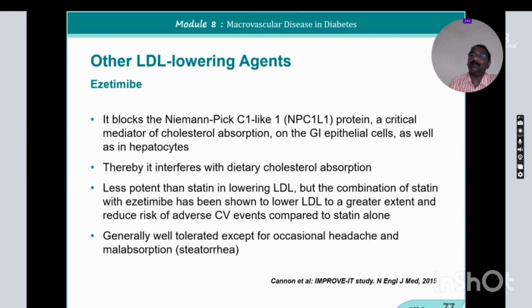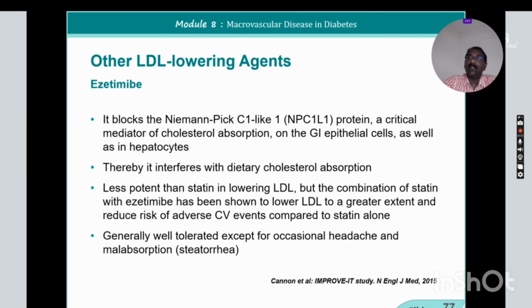Other drugs: ezetimibe. Ezetimibe is a good drug. It is not a drug by itself, because it reduces the cholesterol very minimally. But in the presence of statins, they act much better, because ezetimibe is a cholesterol absorption inhibitor, like your acarbose. Acarbose is your carbohydrate absorption inhibitor. In the same way, ezetimibe is your cholesterol absorption inhibitor. It blocks the Niemann-Pick C1-like protein, a critical mediator of cholesterol absorption on the GI epithelial cells as well as in the hepatocytes, thereby interfering with dietary cholesterol absorption.